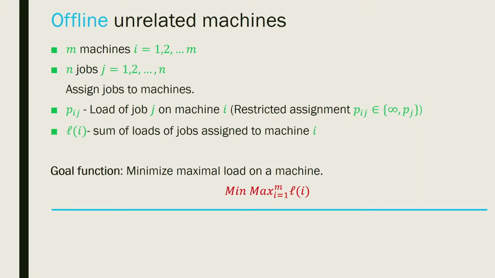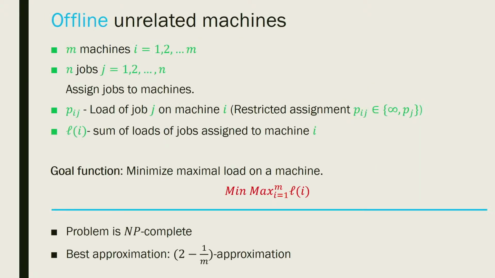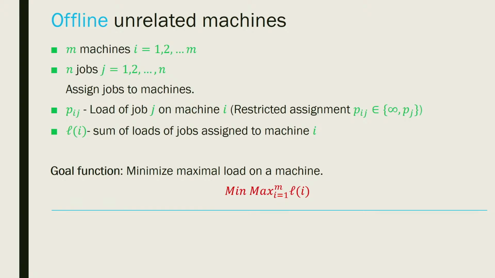Now, it's a well-known problem starting from Lenstra, Shmoys, and Tardos. They show the problem is NP-complete, and there is a nice 2-approximation to the problem in the offline case. Now, instead of the offline problem, I'm talking about the online one.